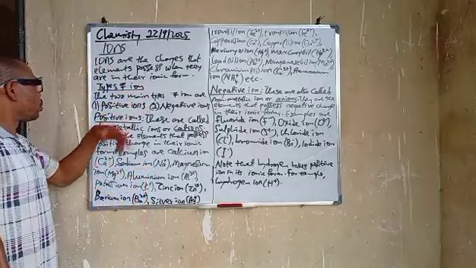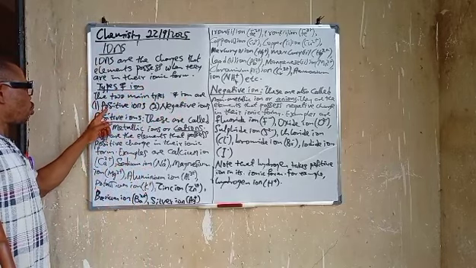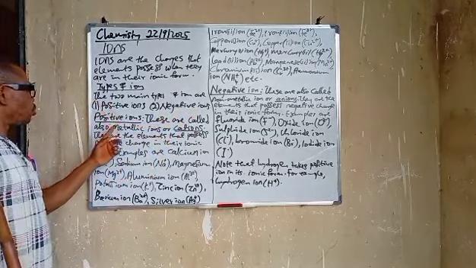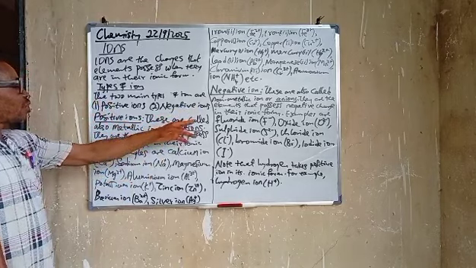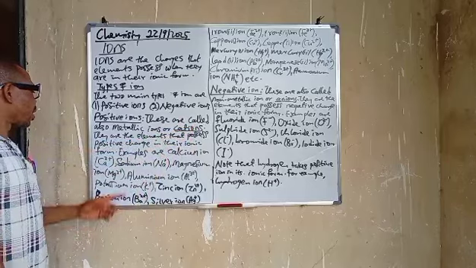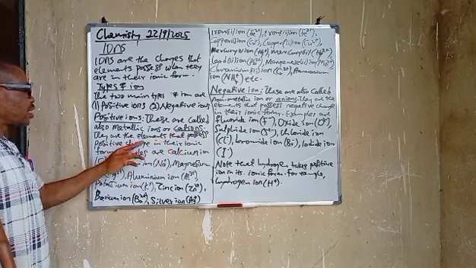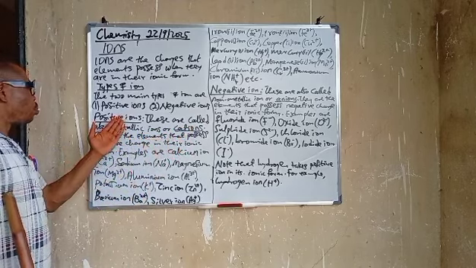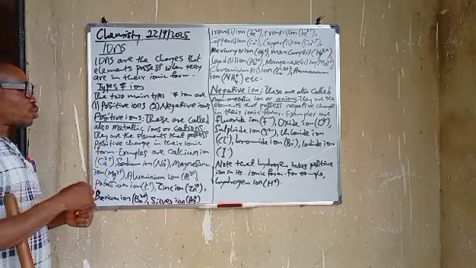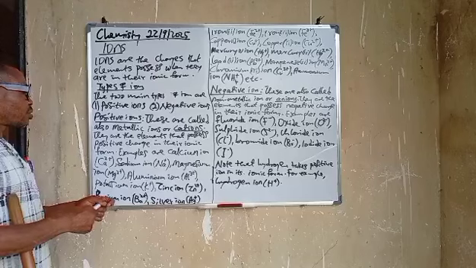Good. Types of ion. The two main types of ion are: one, positive ions; two, negative ions. Then when you come to positive ions, these are also called metallic ions or cations. They are the elements that possess positive charge in their ionic form. So positive ions are the elements that possess positive charges, that is plus, in the ionic form. We now call them positive ions.